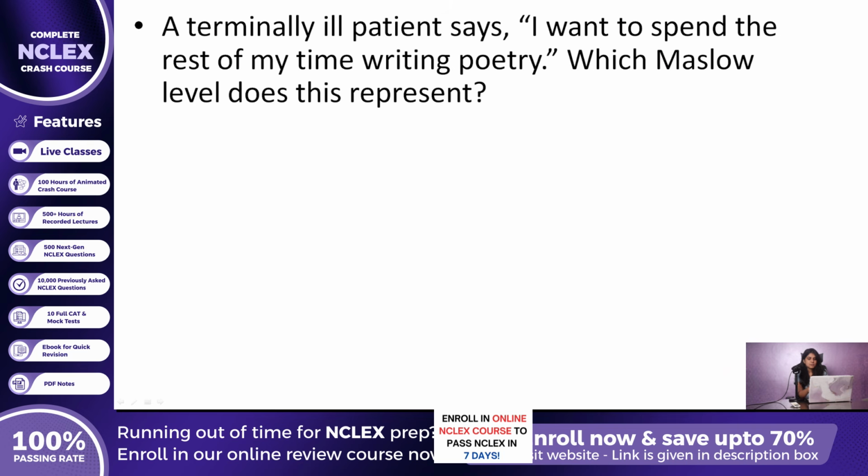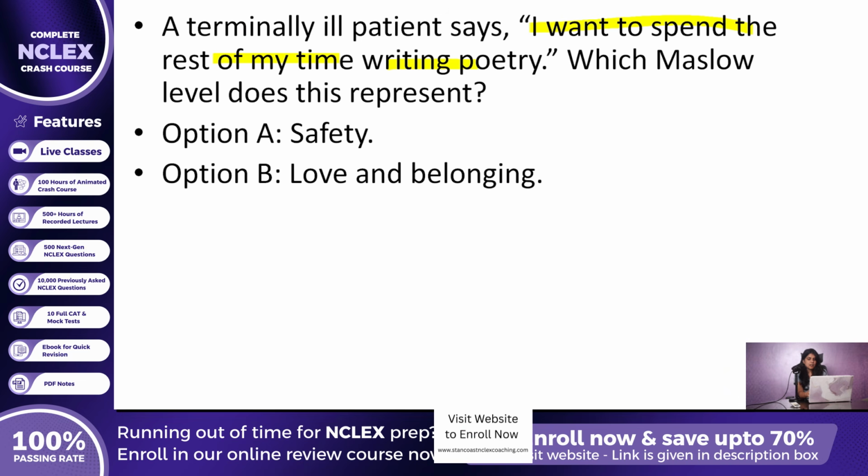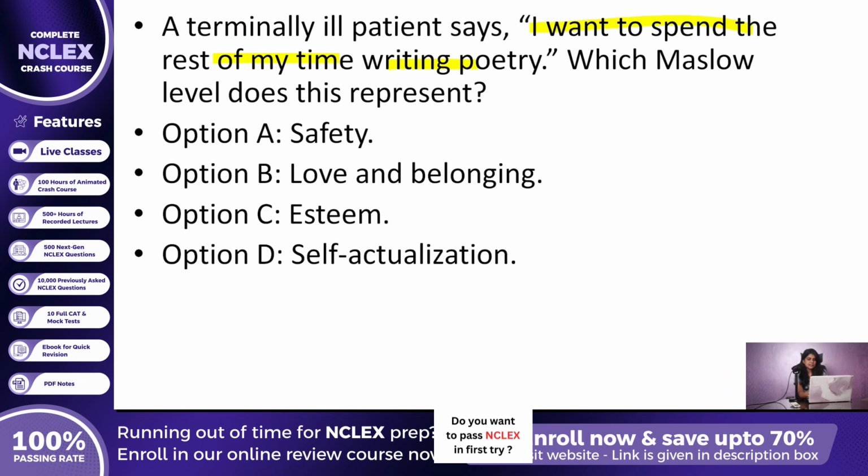Question 4. Here is a higher-level example. A terminally ill patient says, "I want to spend the rest of my time writing poetry." Which Maslow level does this represent? Option A, safety. Option B, love and belonging. Option C, esteem. Option D, self-actualization.